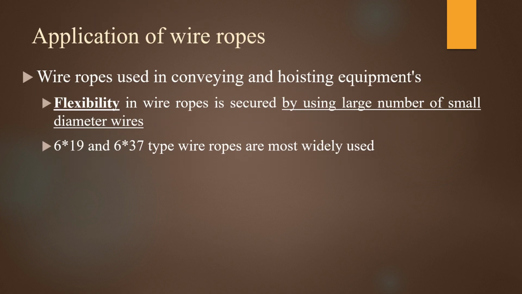Application of wire ropes. Wire ropes are used in conveying and hoisting equipments. Flexibility in wire ropes is secured by using large number of small diameter wires. 6 by 19 and 6 by 37 type wire ropes are most widely used. As noted in point number 1, flexibility in wire ropes is secured by using large number of small diameter wires. That means 6 by 37 type of wire rope is more flexible.